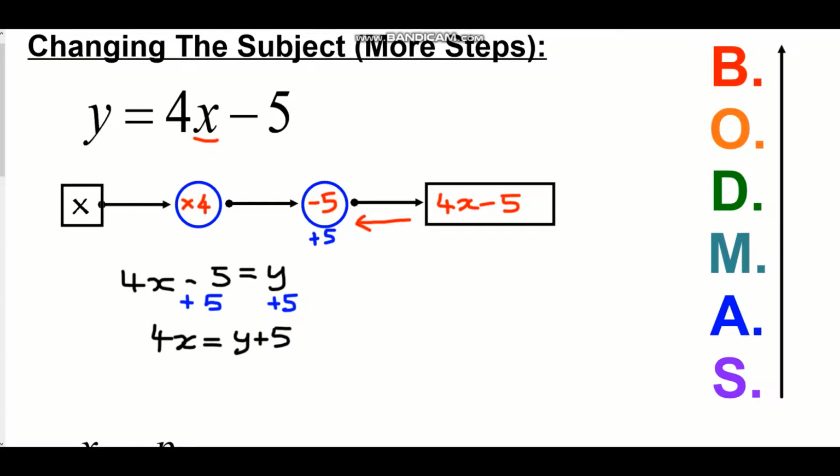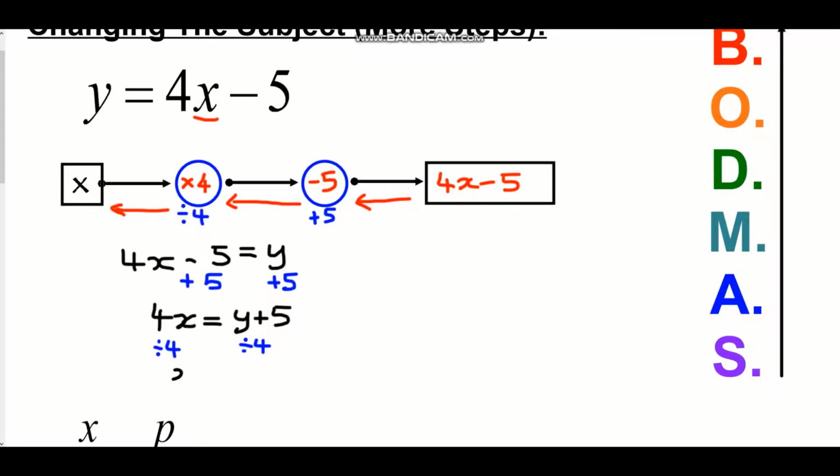The next thing I need to reverse, if I continue back on my number machine, I need to reverse multiply by 4. So I'm going to divide both sides by 4. And that will take me back to whatever x is on its own. Okay, so if I divide both sides by 4 here, divide by 4 here, I get a final answer of x is equal to y plus 5, a little bit intricate with the mouse, divided by 4. And there we go, we have our final answer.